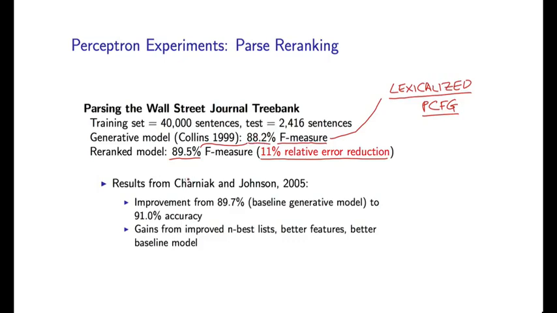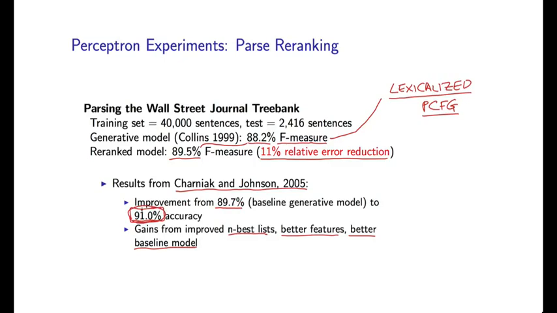Here are some other results more recently from Eugene Charniak and Mark Johnson in 2005. They employed a similar approach, but they had better n-best lists, better features, and also importantly a better baseline model than this model I've shown you here, and they pushed accuracy from about 89.7% to 91% accuracy. This is actually very, very close to the state of the art in parsing performance. So the re-ranking model again gives a pretty significant gain and actually produced one of the very best results we've seen on parsing.